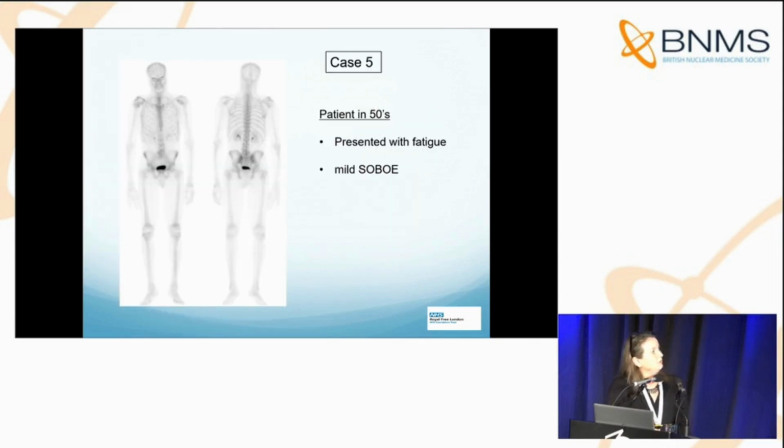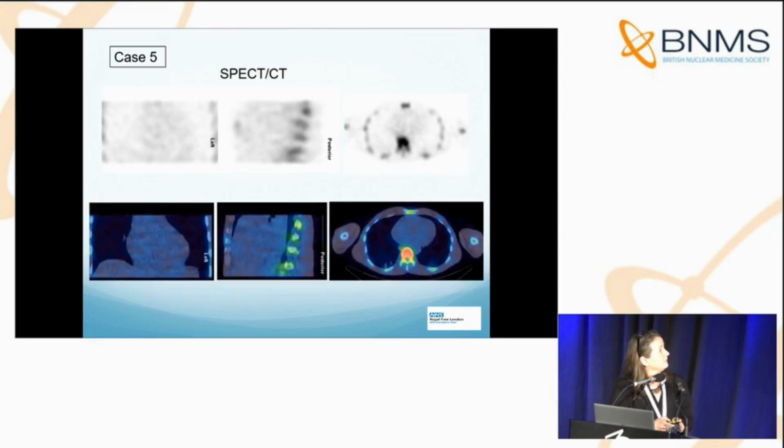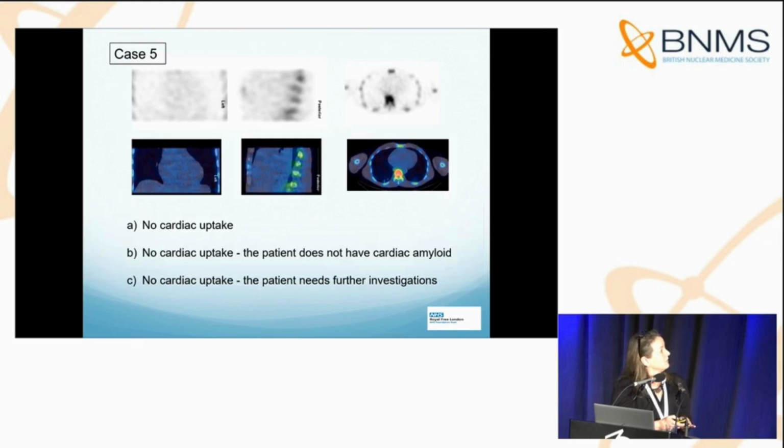Okay, case 5, a patient in their 50s presented with fatigue and mild shortness of breath. So here's the DPD scan. Here is the whole body, the SPECT CT. So back to the arms. Response A, no cardiac uptake, the patient does not have cardiac amyloid. Or no cardiac uptake, the patient needs further investigations.